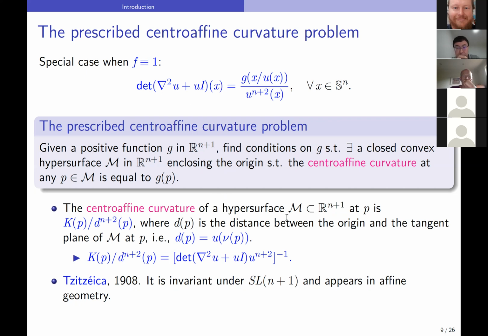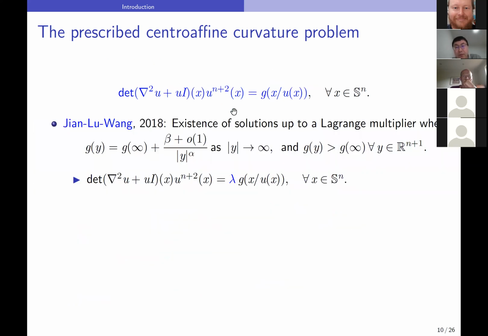So the centro-affine curvature is invariant under the special linear group, and because of this invariance, it appears in affine geometry, and also maybe in some applications like image processing. For this function, Qiang Guang and others prove the existence of solutions when the function g converges to a constant at a certain rate. So their solution is up to a Lagrange multiplier.